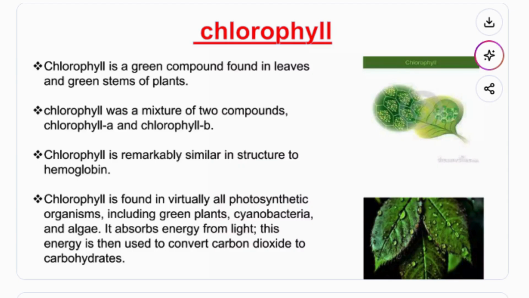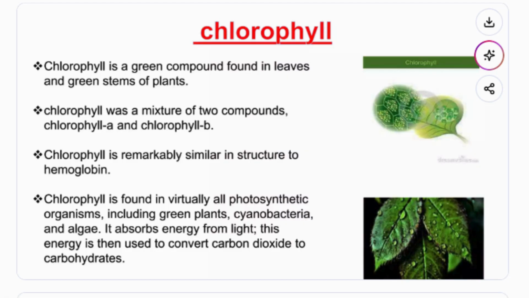So this topic is about the chlorophyll structure and function. First we define what is chlorophyll. Basically, chlorophyll is a green compound found in leaves and green stems of the plants. Chlorophyll is a mixture of two compounds, chlorophyll A and chlorophyll B. Chlorophyll is remarkably similar in structure to hemoglobin.